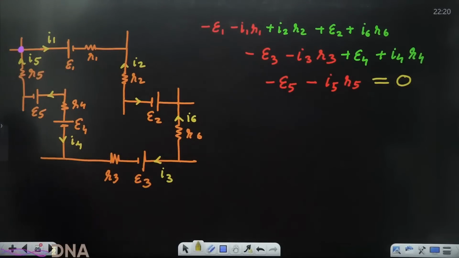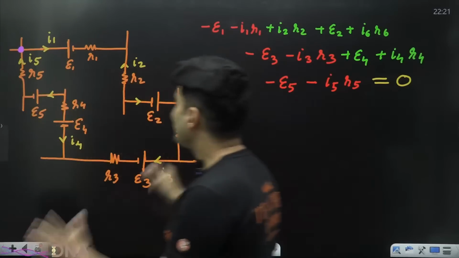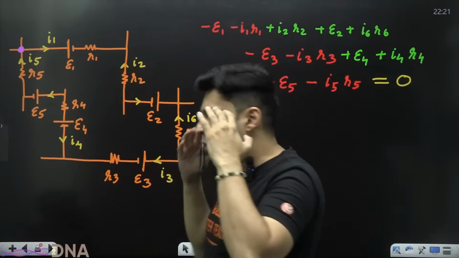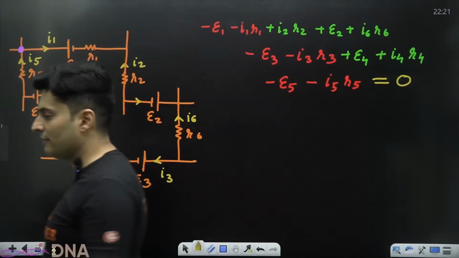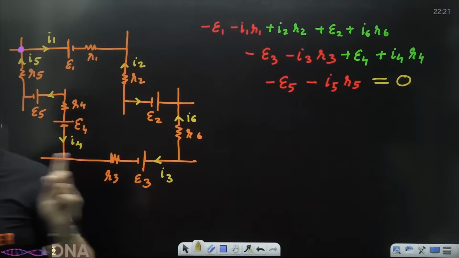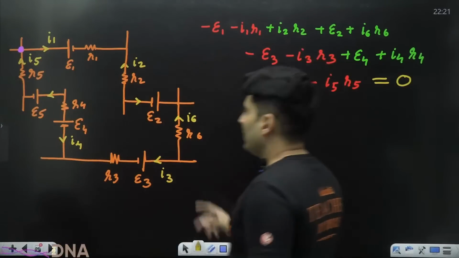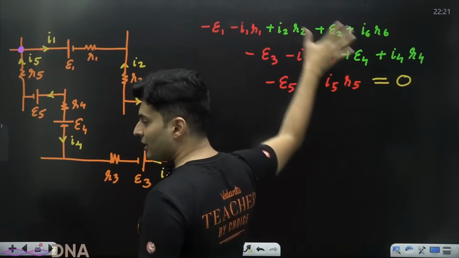This is probably one of the best examples to explain the signs and how to write Kirchhoff's voltage law. You can't possibly have any confusion after this regarding the signs and the values. Absolutely clear?